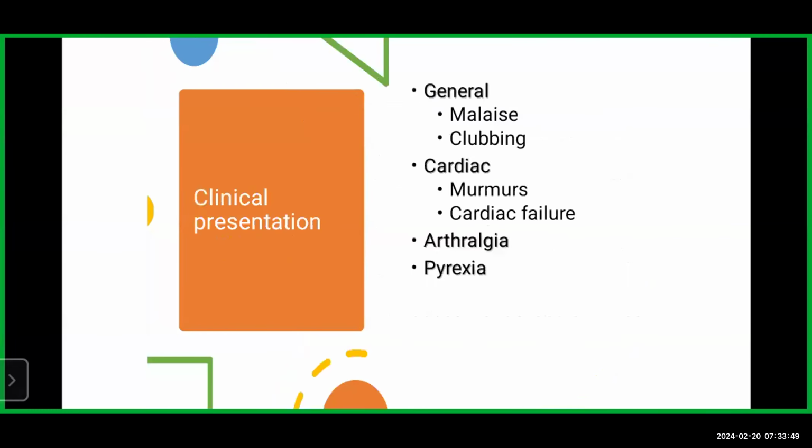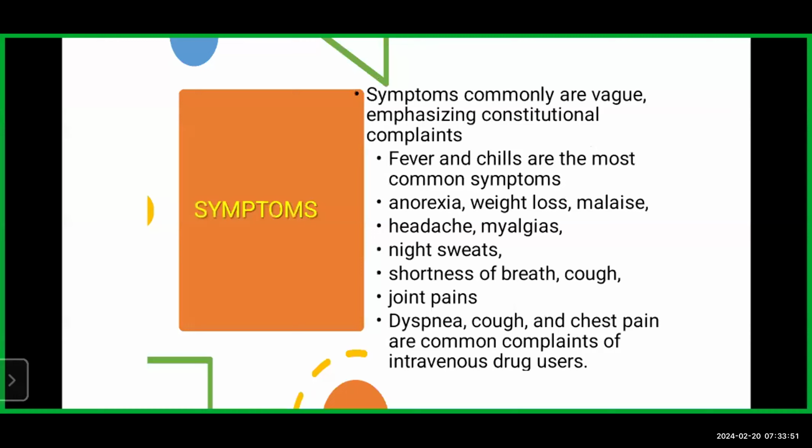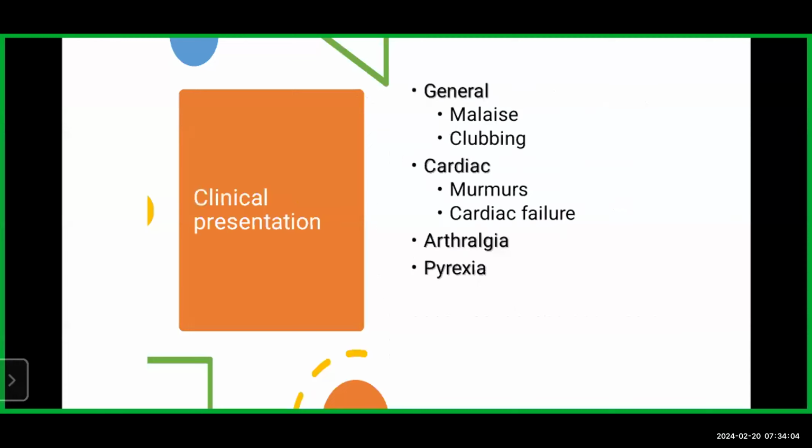Then how would they present? Their symptoms are commonly vague. They usually start with constitutional symptoms: fever, chills, anorexia, weight loss, malaise, headache, myalgia, night sweats. Then as it progresses, they have shortness of breath, cough, joint pains. Other things they may present with include clubbing. It's important to know that a new or changing murmur is a very important feature of endocarditis. They may also present in heart failure.